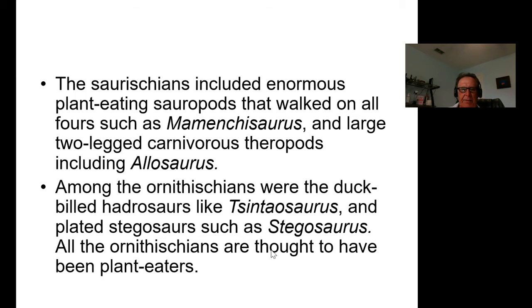We'll look at some of these pictures here, and you should be able to tell right away what they are. The saurischians included really large plant-eating sauropods that walked on all fours, like Mamenchosaurus, and the large two-legged carnivorous theropods, including Allosaurus. And then among the ornithischians were the duck-billed hadrosaurs, like Shantungosaurus, and the plated stegosaurs such as Stegosaurus. All of the ornithischians are thought to have been plant eaters. There hasn't been, at least that I know of, an ornithischian carnivore.